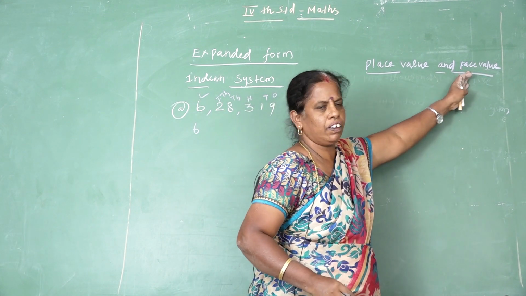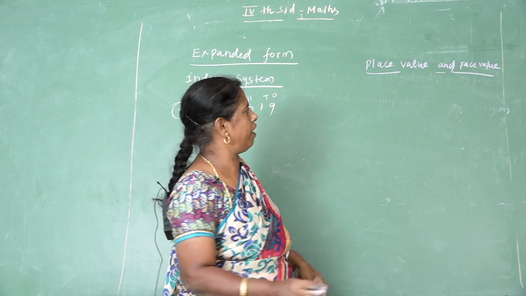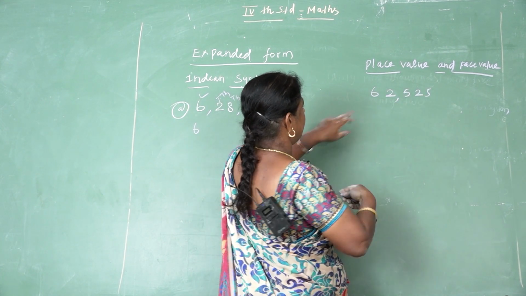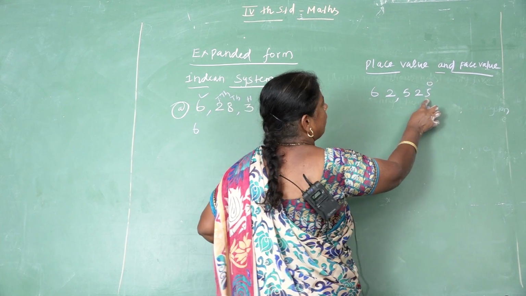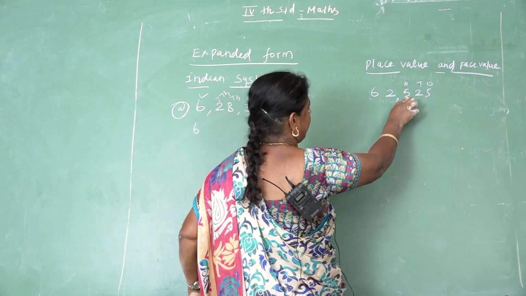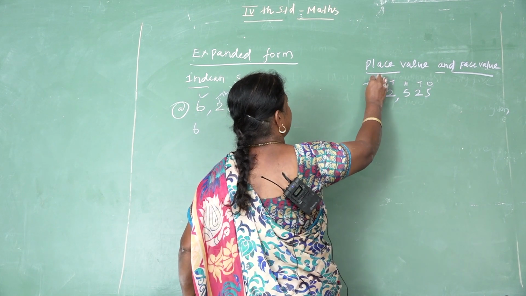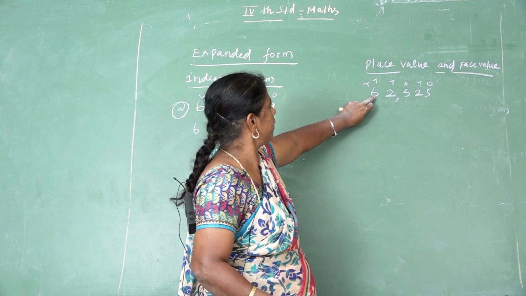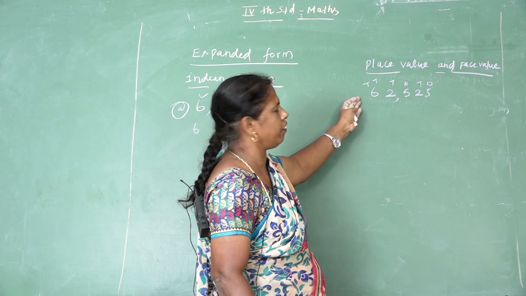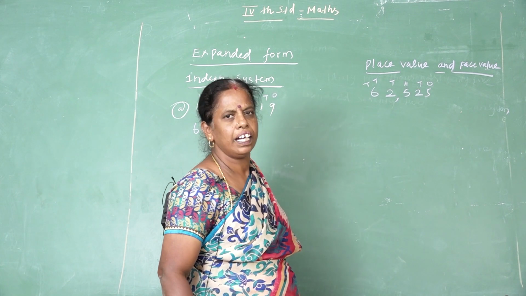What is called face value? The face value of a digit is the value of the digit itself. For example, what is the face value of the digit in the ones place? 5. In the tens place? 2. In the hundreds place? 5. In the thousands place? 2. What is the face value of the digit in the 10,000 place? 6. The face value of a digit is the value of the digit itself.